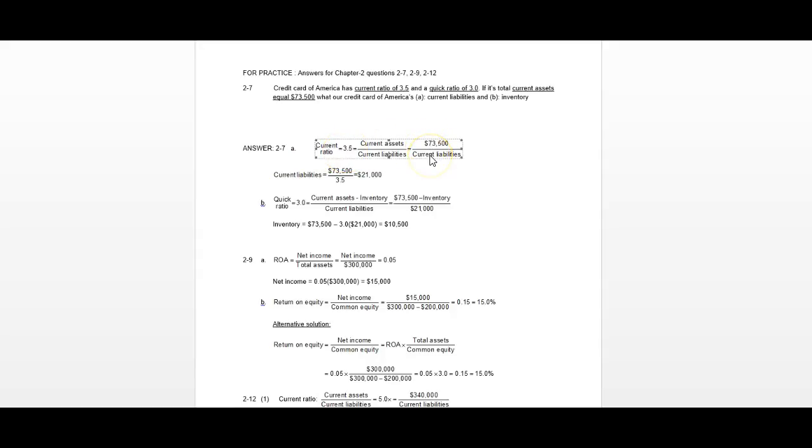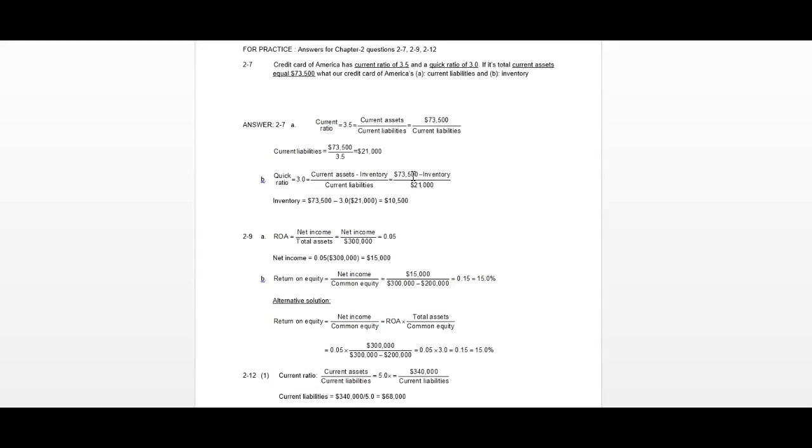So in this case, we know 3.5, we know 73,500, and we can just calculate the current liabilities, which the answer will be 21,000. That's the reason why we solved the first one first, because we had all the information except one. Once we know two out of three, we can solve for the third one, which we did in this case for current liability.